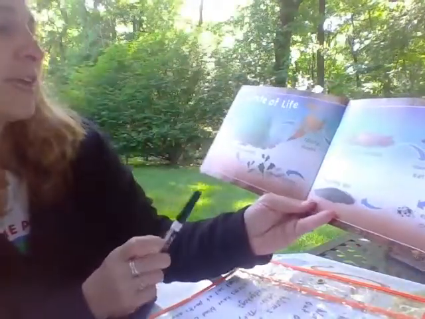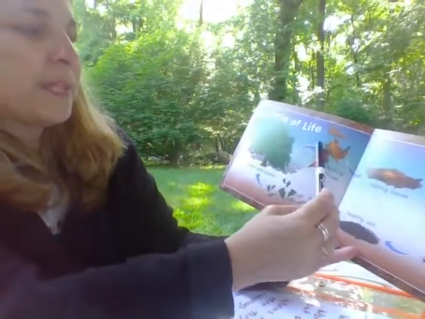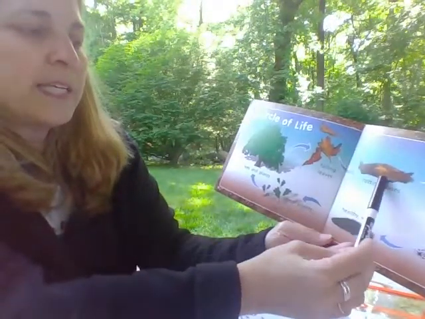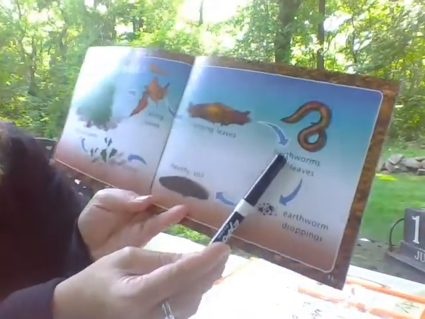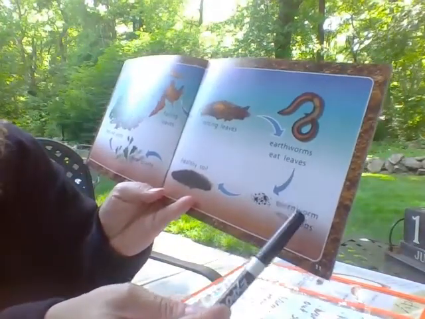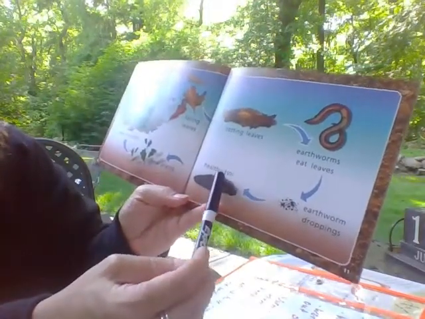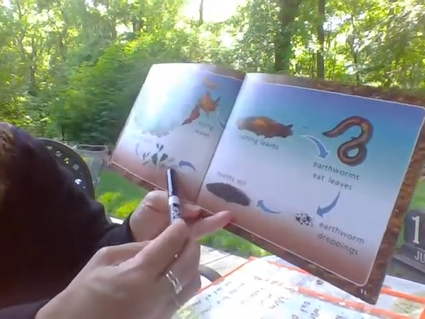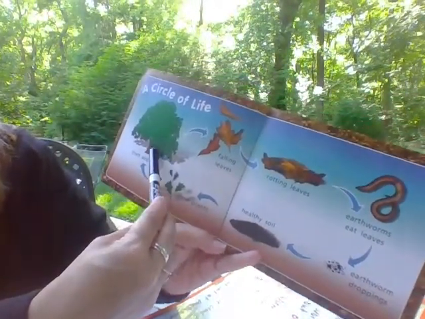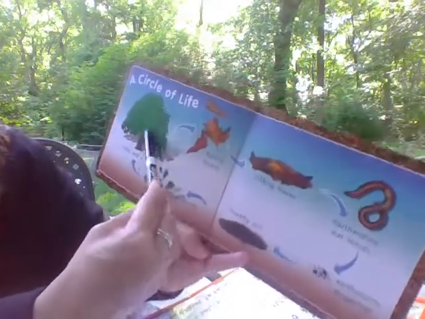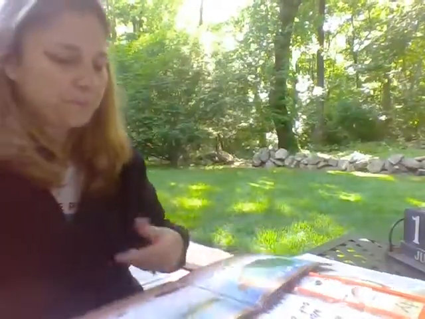Okay, the circle of life. Here we go. We have trees and plants, then the leaves fall off the trees and the leaves rot in the ground. The earthworms eat the leaves. Oops, I'll put it so you can see. The earthworms poop out the droppings, what they don't need, and it makes healthy soil, goes into the soil where new plants grow, and bigger trees as well, and then it happens all over again. The circle of life. I like that diagram.